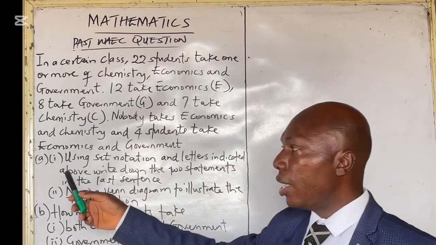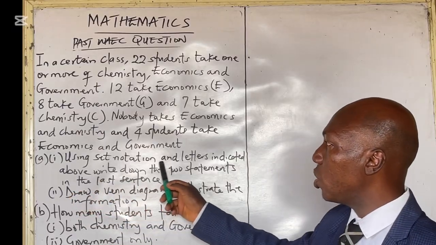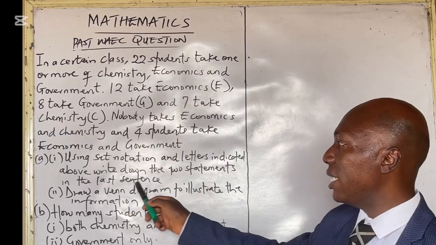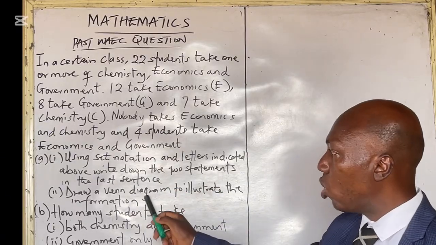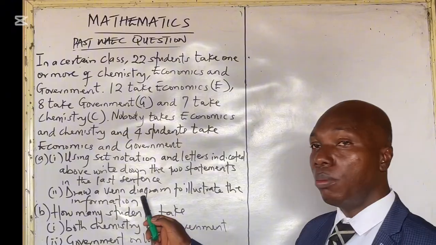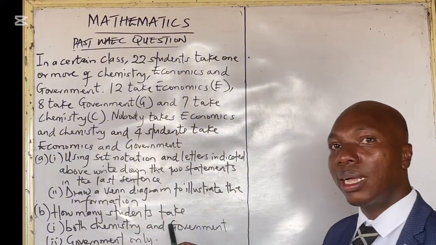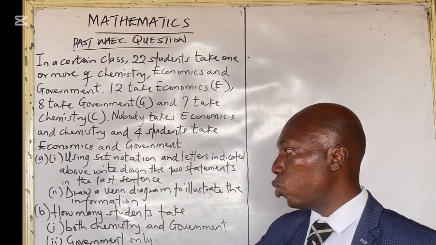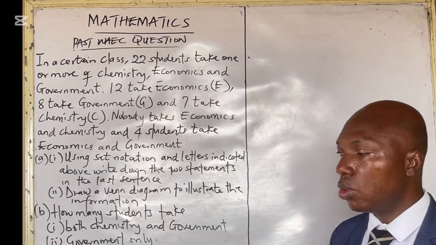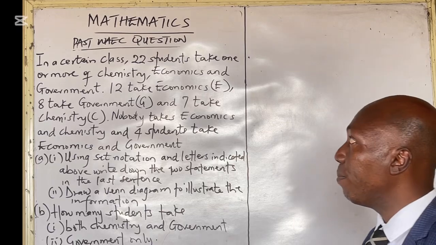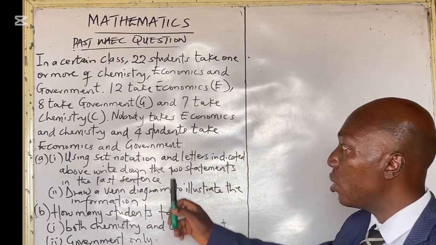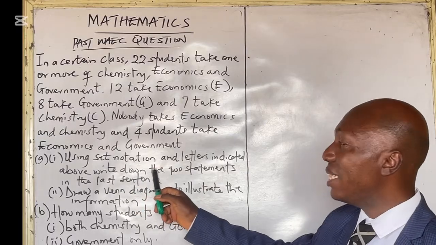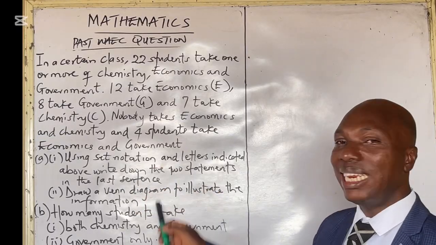We're asked to: A, Roman figure 1, using set notation and letters indicated above, write down the two statements in the last sentence. 2, draw a Venn diagram to illustrate the information. How many students take both chemistry and government? And Roman figure 2, government only. So for us to solve this problem, we're asked to interpret using set notation and letters indicated above the two statements in the last sentence.